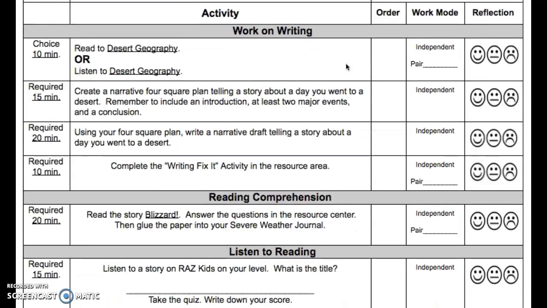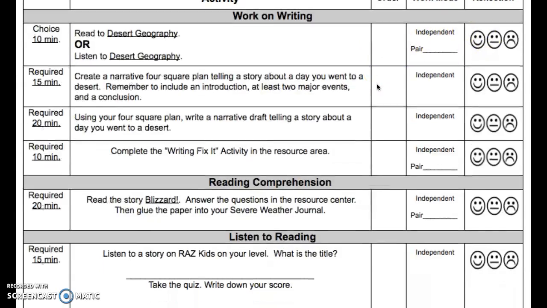For work on writing this week, you have a choice to read desert geography or listen to desert geography. This can be done independent or pair. Write your pair on the line and reflect when you're done.